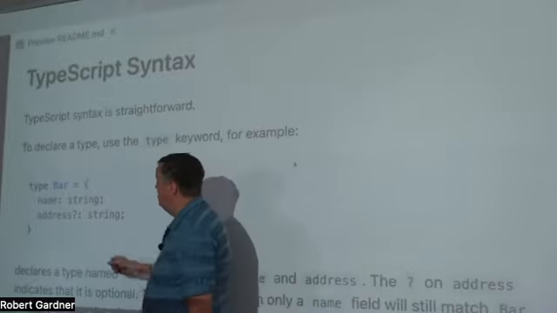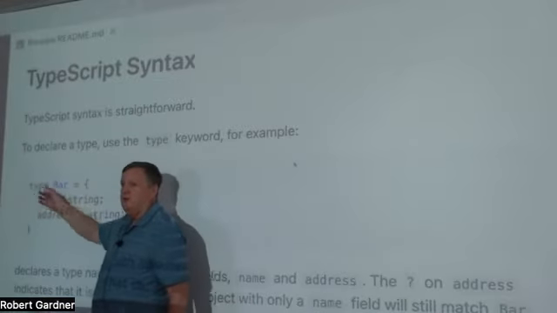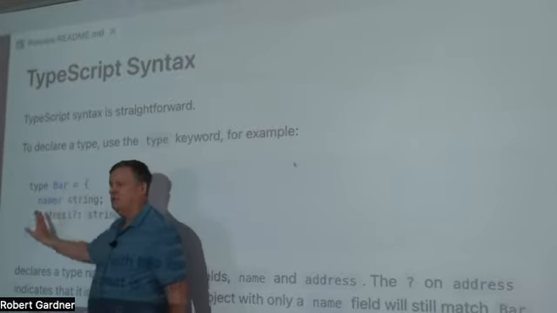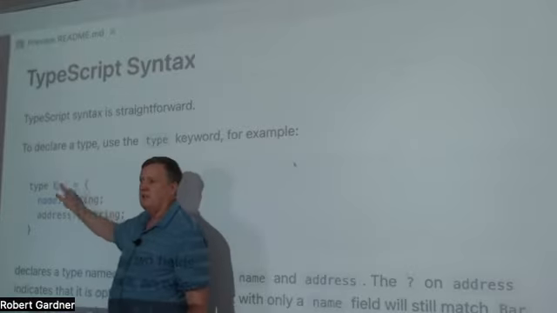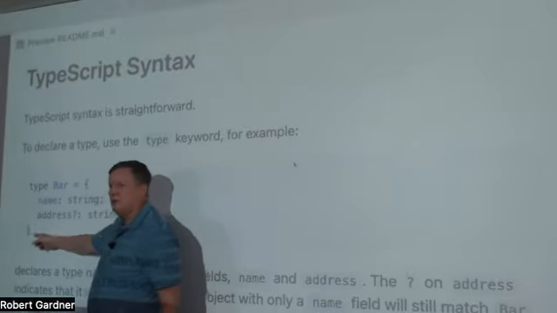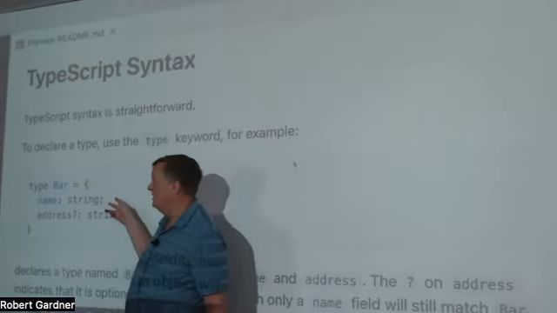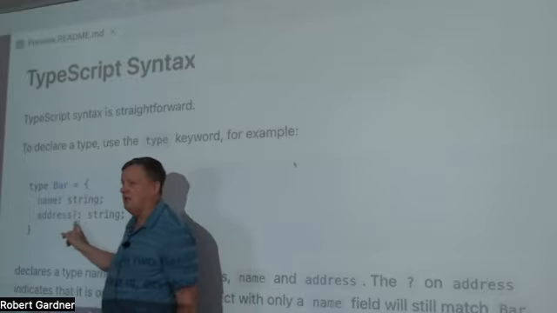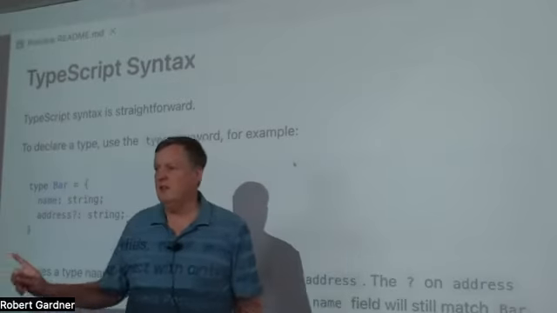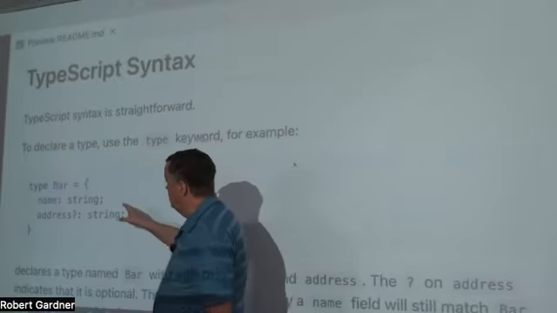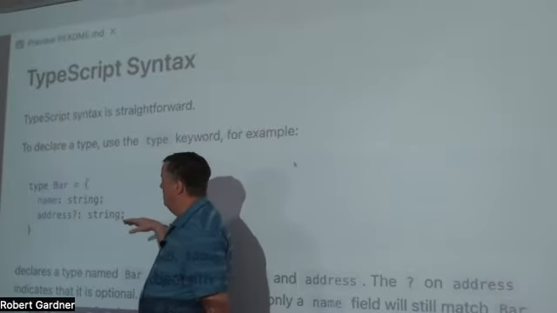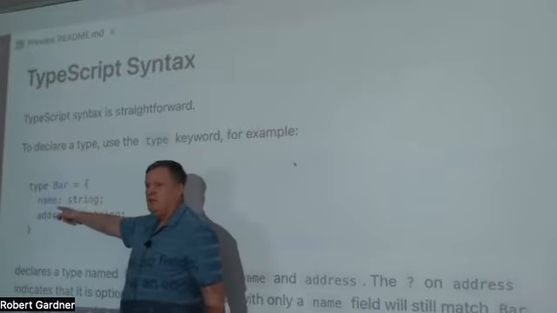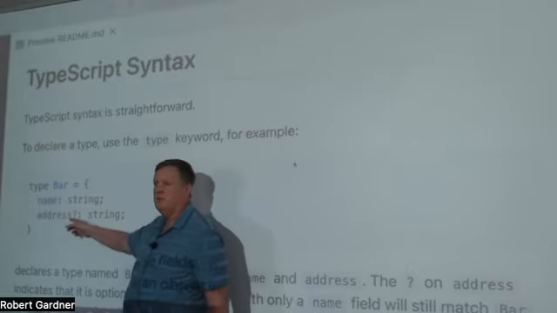So to declare a type, I just use the type keyword. Type, this is the name of the type, equals, and then I define what it is. I can say type bar equals string. Or type bar equals, this is declaring bar to be an object that has two fields in it, a name and an address, both of which are strings, and the question mark here means that address is optional. So now anytime I want to use this bar somewhere else, I know when I'm writing my code that an object of type bar will have a name field and it might have an address field.